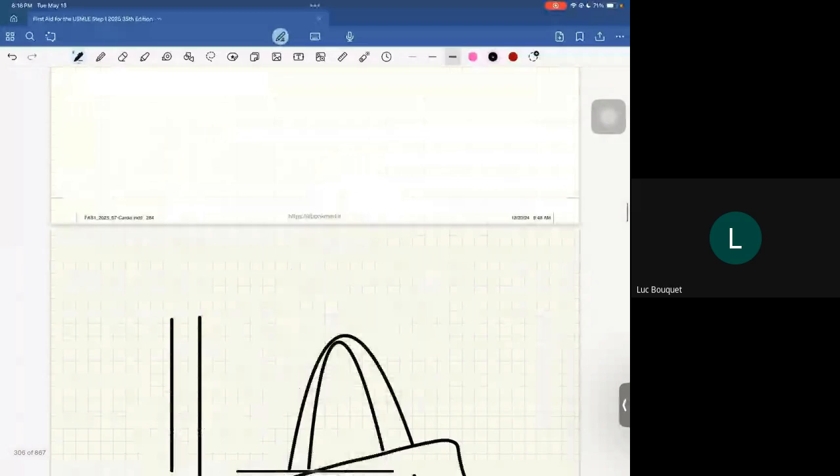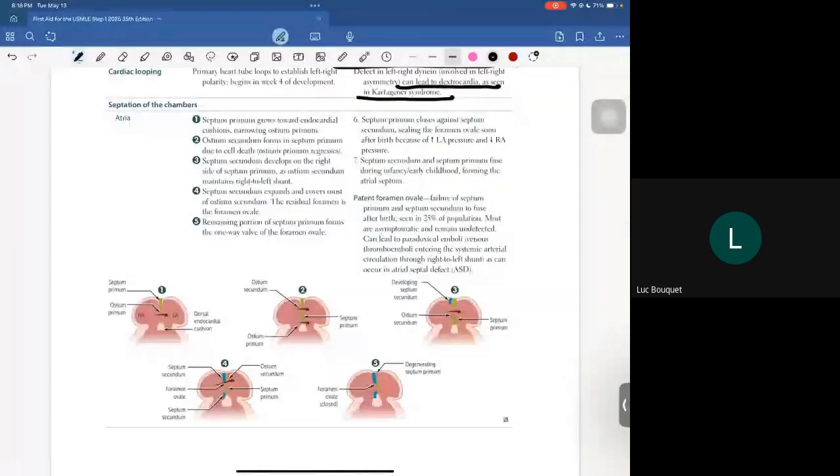Now, let's move into the formation of the chambers. The number one thing is that we have a septum primum. First of all, if this was a heart tube, the heart tube will move to something like this. So this becomes our right side of the heart, and this becomes the left side of the heart. Now, the problem is that both of these sides are connected with one another.